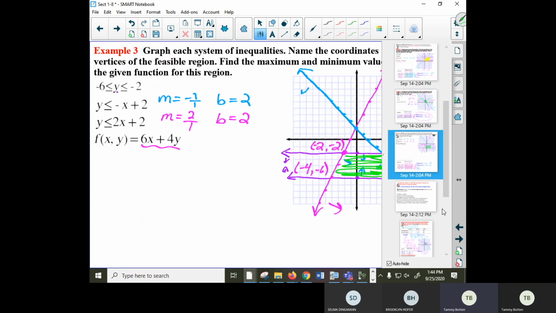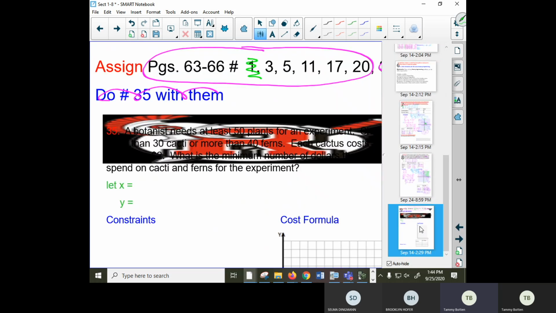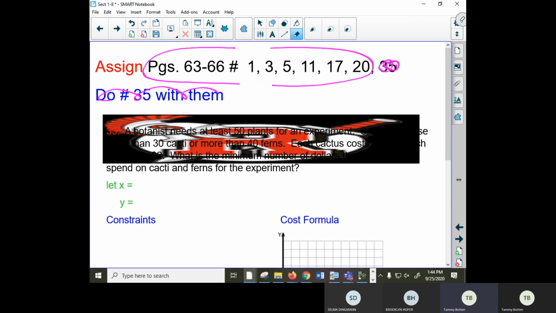Okay, here's what we're going to do. I'm sorry for changing this again. We are going to do number 1, but skip number 20. So you're going to do these 5. Okay? Sorry for the confusion.